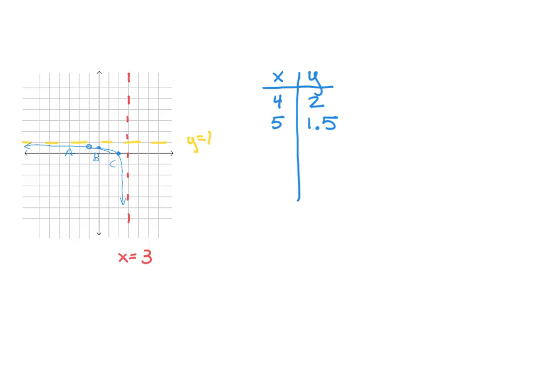So we can go ahead and plot those. We have (4, 2), (5, 1.5). And again, we want to approach our asymptotes but not cross them. And we should get something that looks like this.